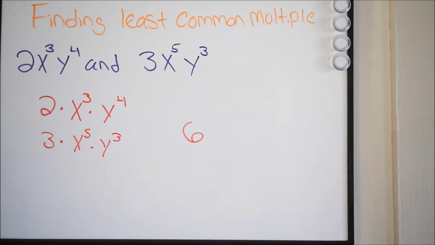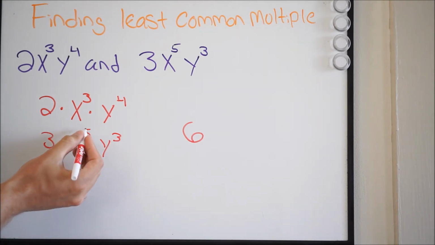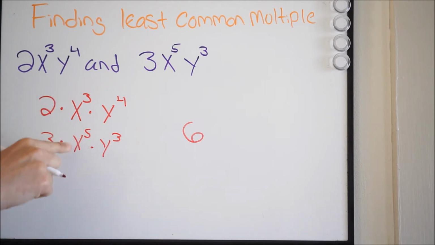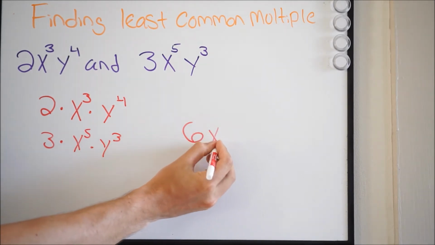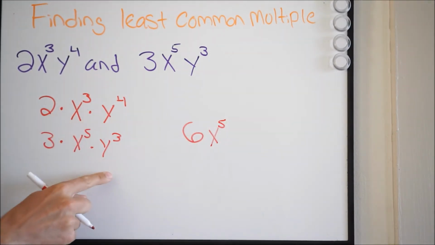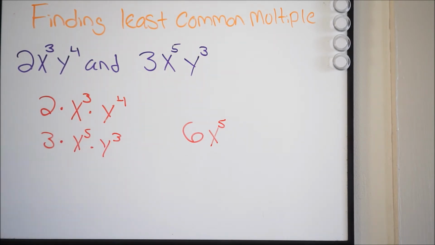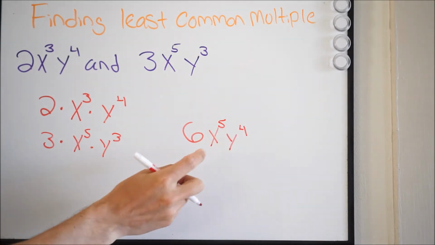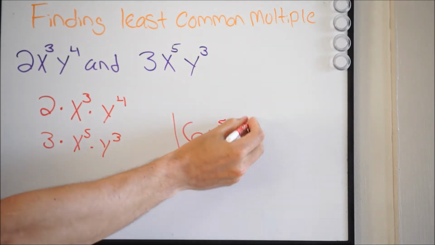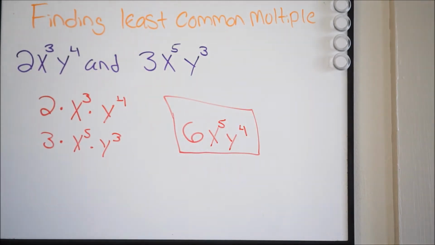Now I'm going on to my x variable here. When you're dealing with variables, you're just going to pick the one with the highest degree, because x to the third will go into x to the fifth, and x to the fifth will go into x to the fifth. So it's always going to be the highest exponent on your variable. If we're talking about the x's, we're going to pick the one with the highest exponent. In this case, it's going to be x to the fifth. So write x to the fifth. Same thing with the y. We're going to choose the one with the highest exponent. Again, that will be y to the fourth. And this is going to be the least common multiple of these two polynomials.